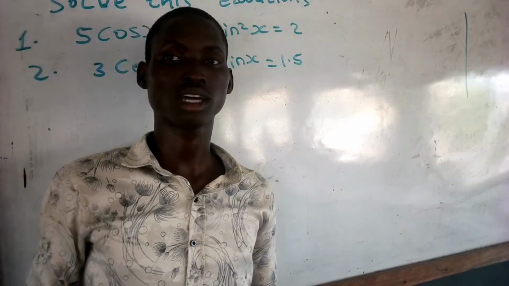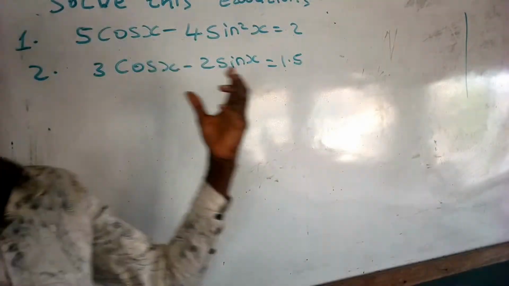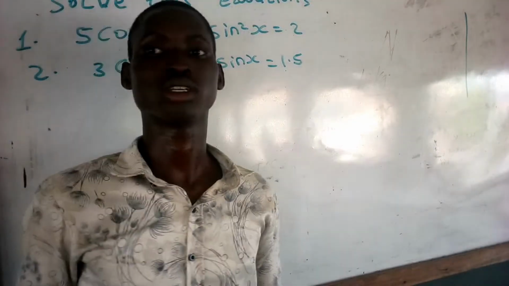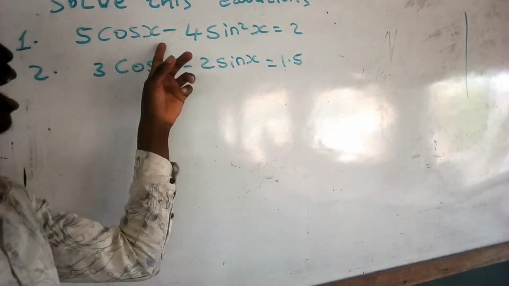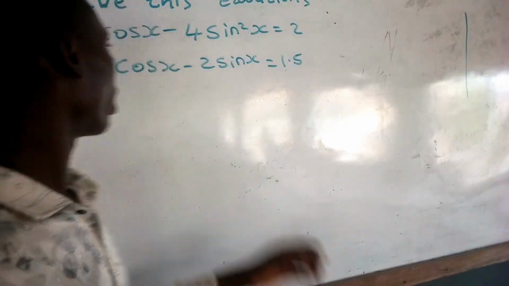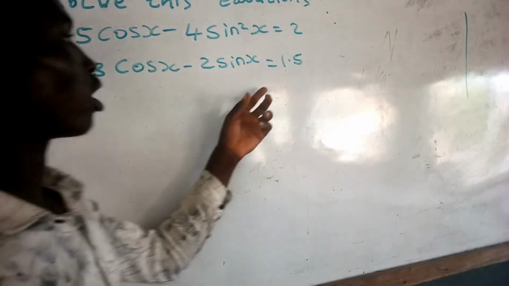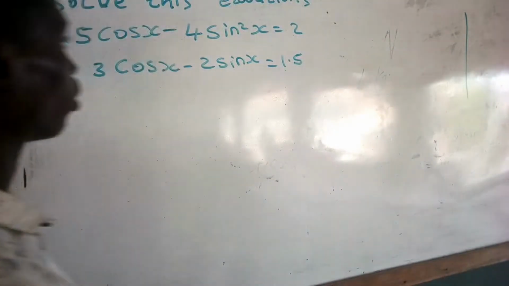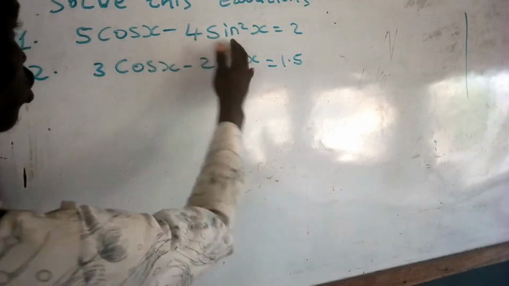Concerning the assignments, if you are given a question like this to solve, solve this equation. We have 5 cos s minus 4 sin square s equals 2, and 3 cos s minus 2 sin s equals 1.5. So how do we solve? Some of you might be wondering, how do we solve a question like this?